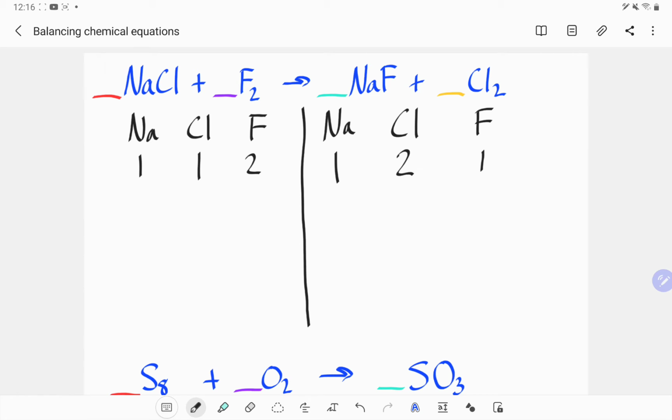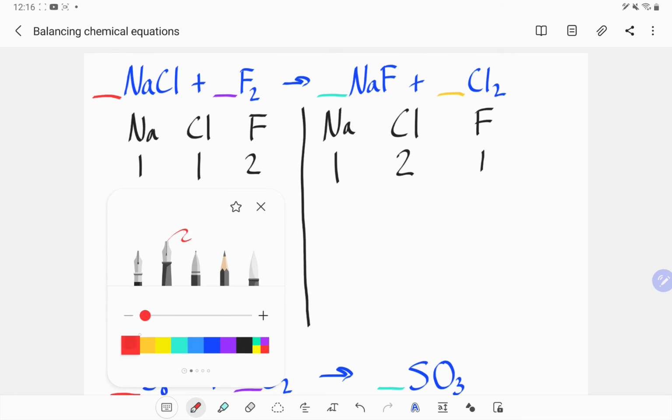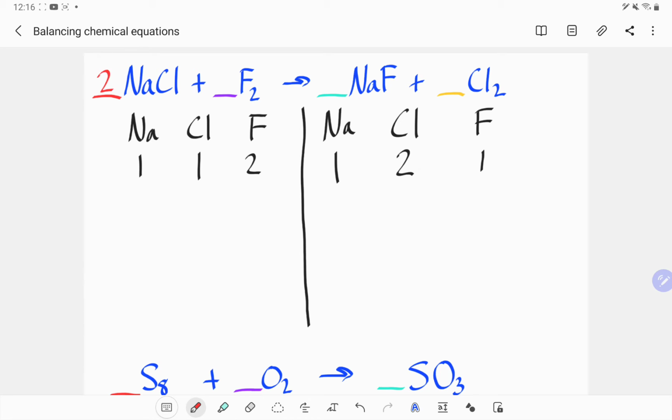So if I need 2 chlorines, then I need to write a 2 here so that I have 2 chlorines. So let's write a 2 there and see what happens. So 2. And now let's recalculate everything on this side of the equation since I changed the number over here. So that 2, I have 2 sodiums now.